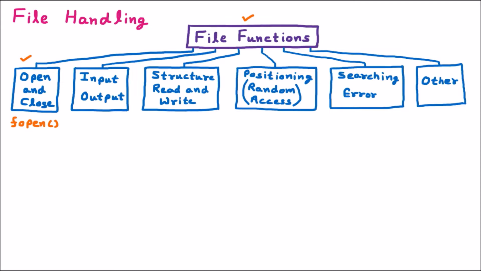And the next function is fclose. Fclose is used for closing the specific file. Then the next function is fcloseall. This function is used for closing all the files.